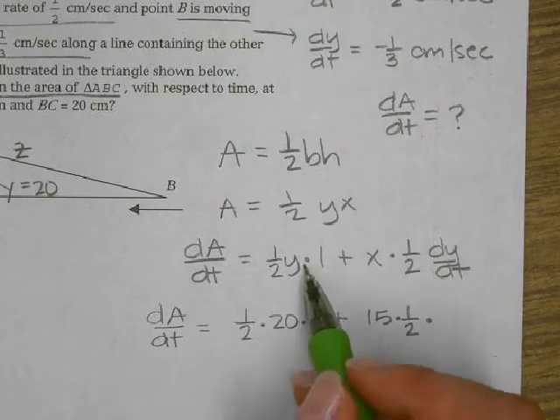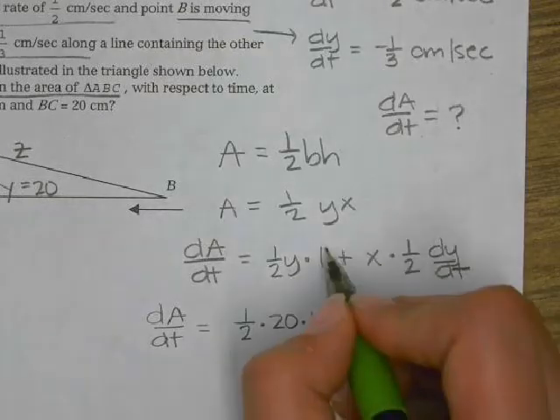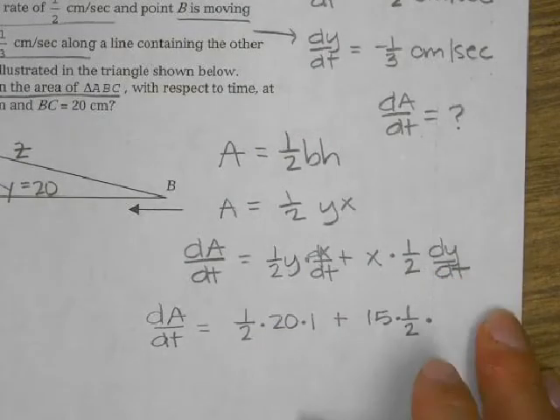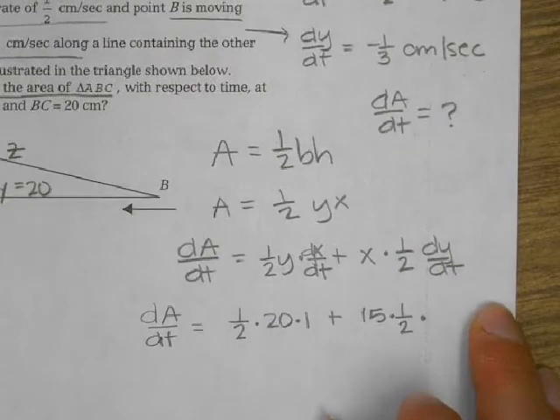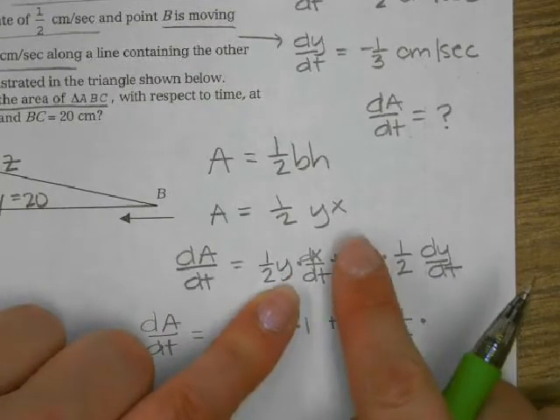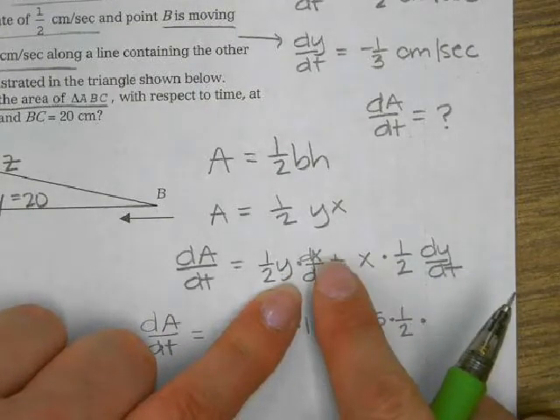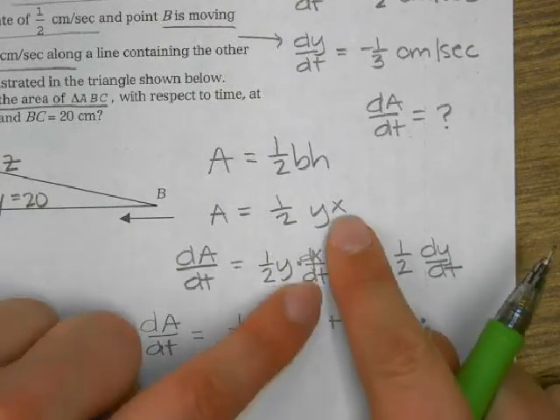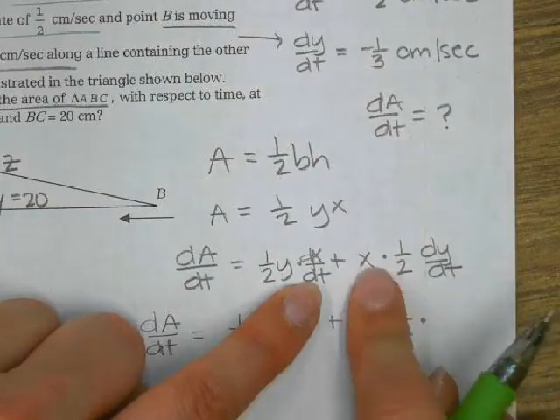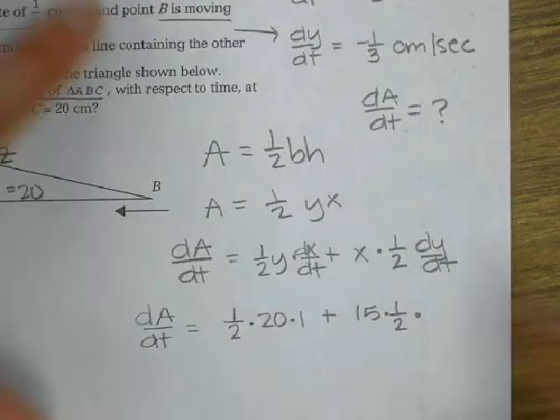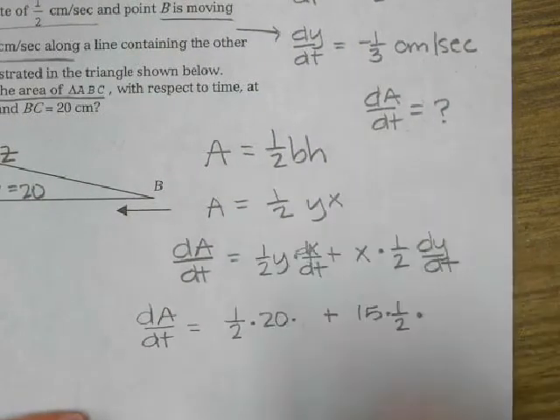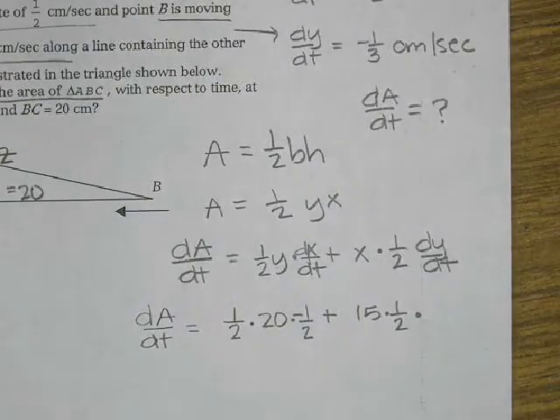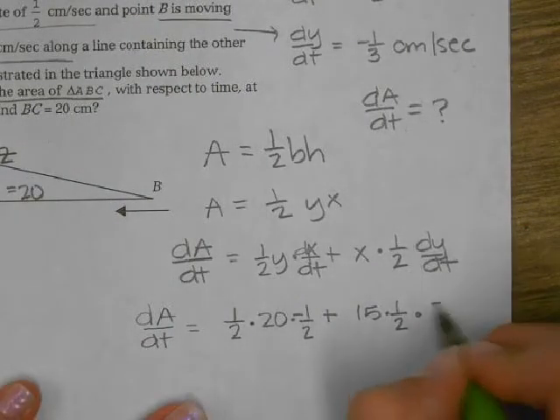I missed something up here. First times the derivative of the second. Oh, that should be a dx/dt. I'm missing something. Sorry. When you guys are doing the related rates problems, make sure that every time you take a derivative of any variable, you always have a dx/dt or a dy/dt after it. So first times the derivative of the second, that would be 1 dx/dt, plus the second times the derivative of the first, so 1/2 dy/dt. So this 1/2 right here, with that 1 right there, should actually be a -1/2. Okay. Plus 15 times 1/2 times -1/3.